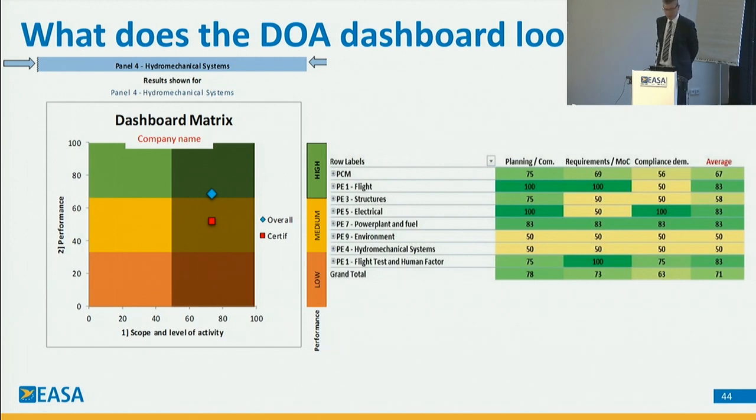Yes, and from that vertical element, for the moment, on LOI and determining the level of involvement, we take only the feedback from certification, which is depicted as a red dot. In this particular example, it's in the medium. The overall dot takes an overall view of you as a DOA, taking into account the results from audits. But for the LOI determination, we take the certification dot identified by the red color.